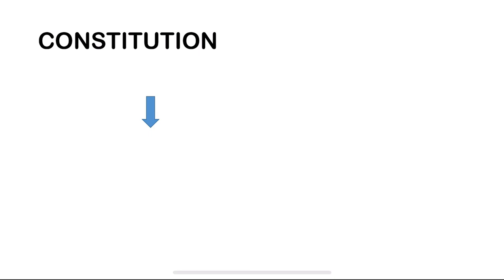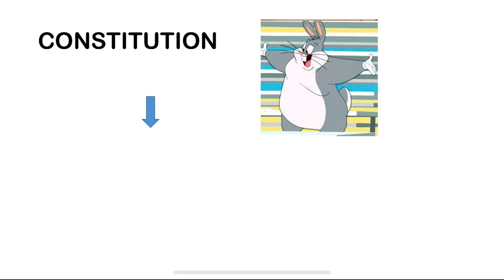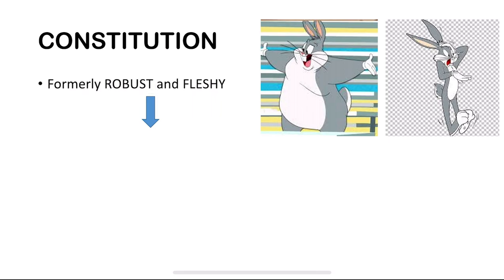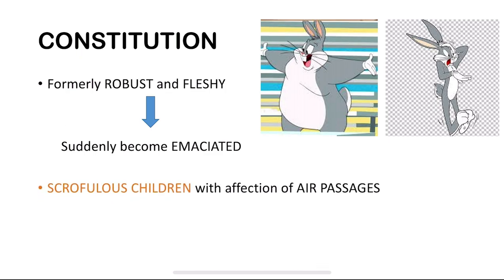Let us move further to the constitution. It is adapted to persons who are formerly robust. You can see the patient was formerly very robust and fleshy, but suddenly he becomes emaciated. It is suited to the scrofulous diathesis, scrofulous children, especially when the affection of the air passages is found.